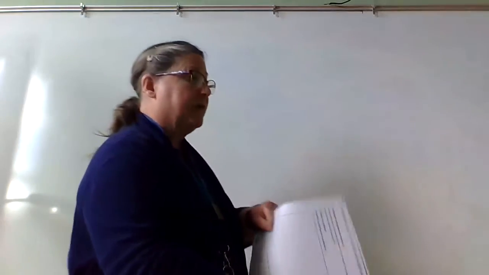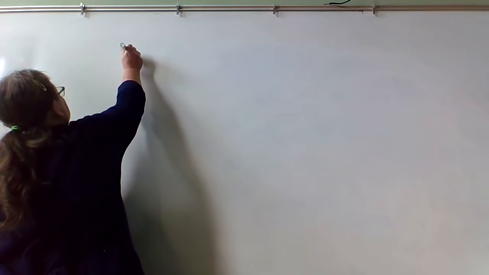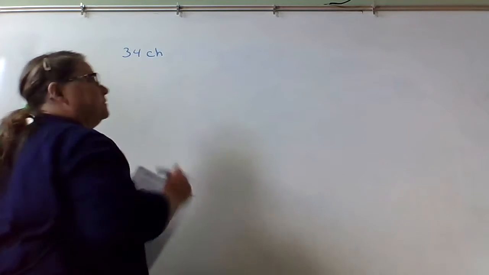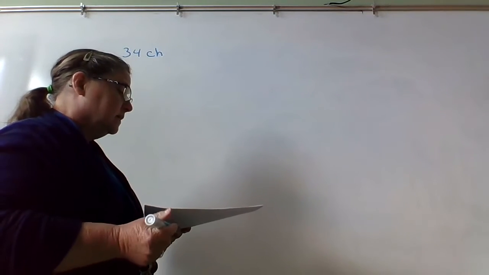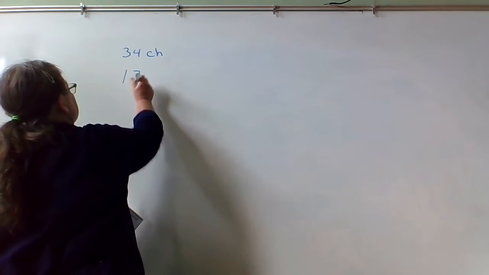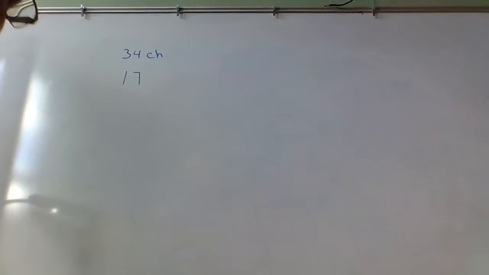Let's see. So, we know that Barb had 34 cherries. Okay? And I'm just going to put CH for cherries. She had 34 cherries. Okay? Well, she ate 17. Well, if she ate 17, does that mean... Let me get you a little closer so you can see a little bit better.